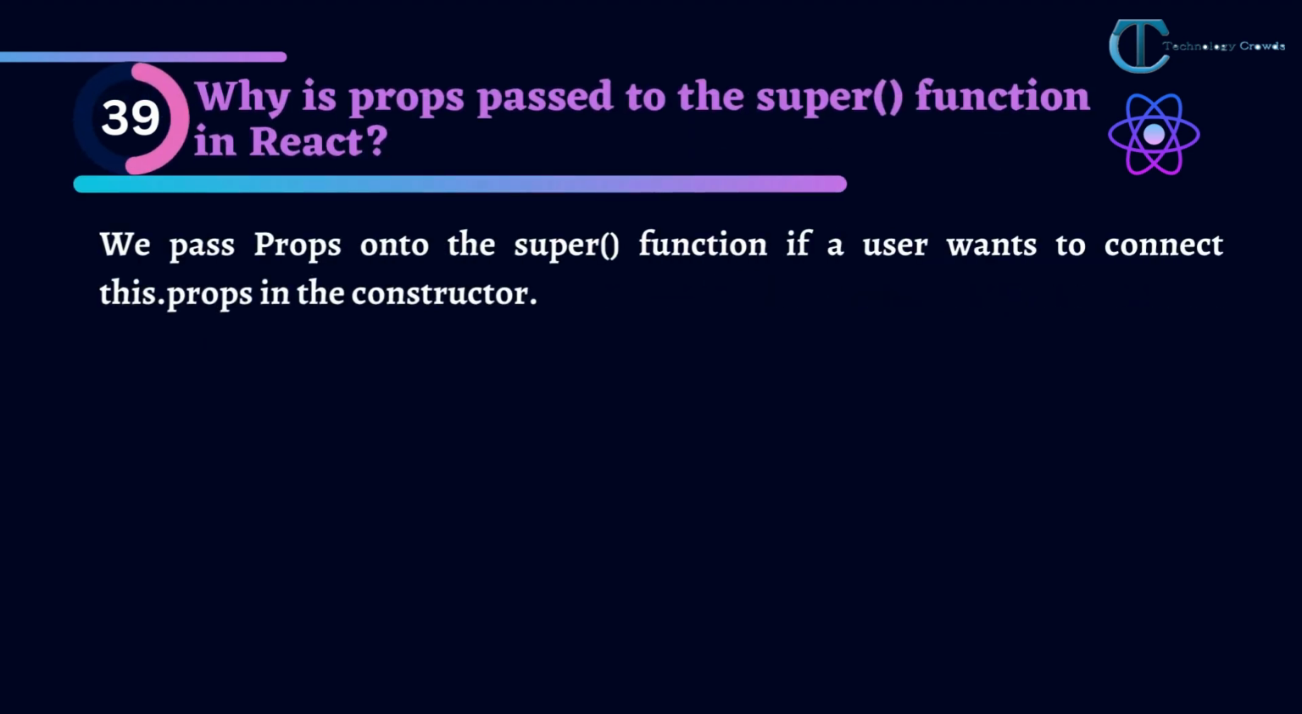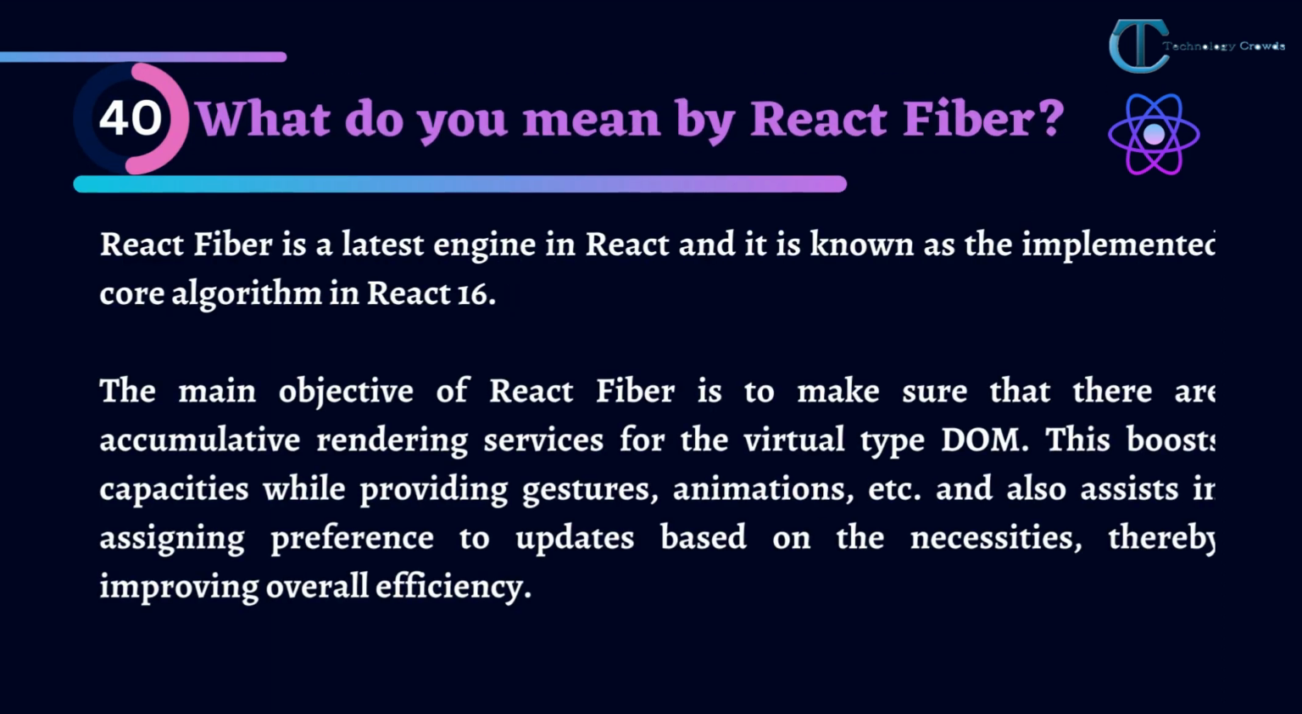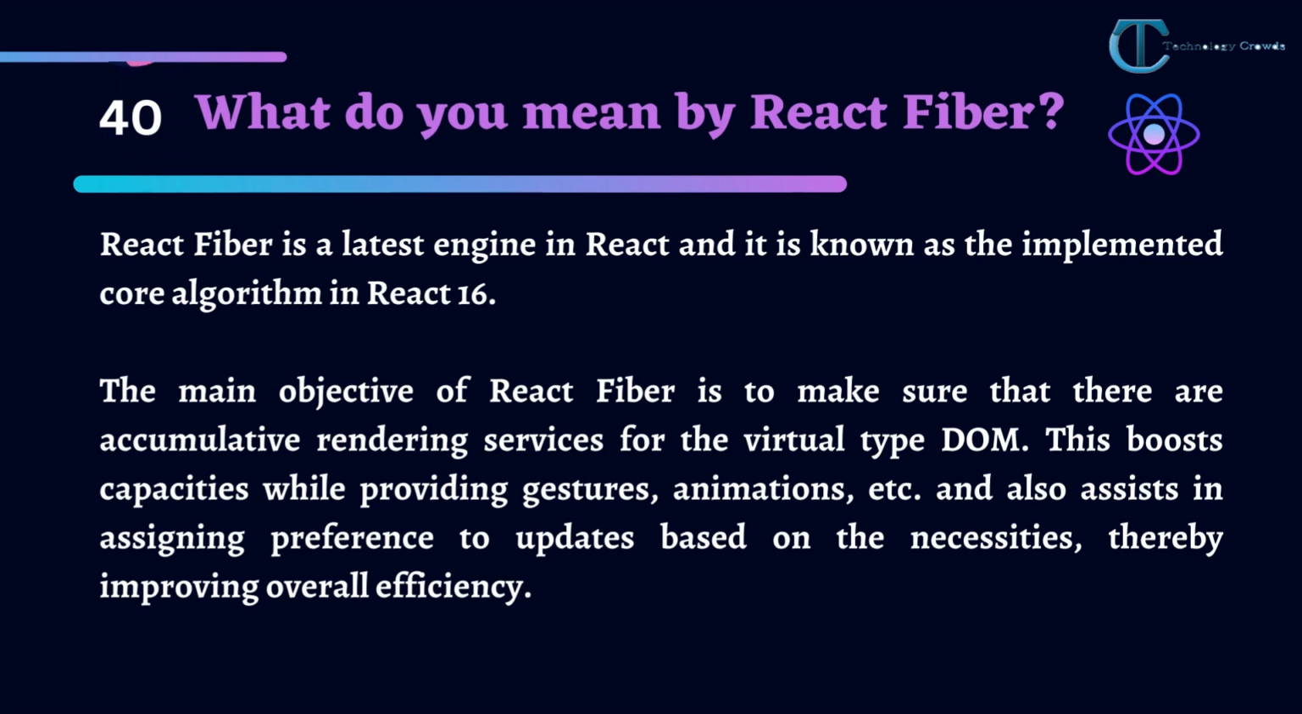39. Why are props passed to the super function in React? We pass props onto the super function if a user wants to access this.props in the constructor. 40. What do you mean by React Fiber? React Fiber is a new engine in React and it is known as the implemented core algorithm in React 16. The main objective of React Fiber is to make sure that there are incremental rendering services for the virtual DOM. This boosts capacities while providing gestures, animations, etc., and also assists in assigning priority to updates based on the necessities, thereby improving overall efficiency.